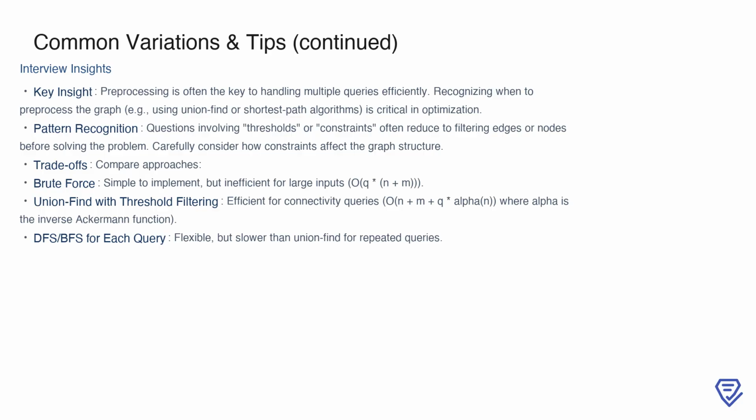When evaluating different approaches, it's important to weigh the trade-offs. For instance, a brute force solution might be simpler to implement but becomes impractical for large inputs. On the other hand, using union find with threshold filtering is much more efficient, with time complexity proportional to the number of nodes, edges, and queries. Alternatively, you could use depth-first or breadth-first search for each query, which is flexible but slower compared to union find, particularly when queries are repeated.